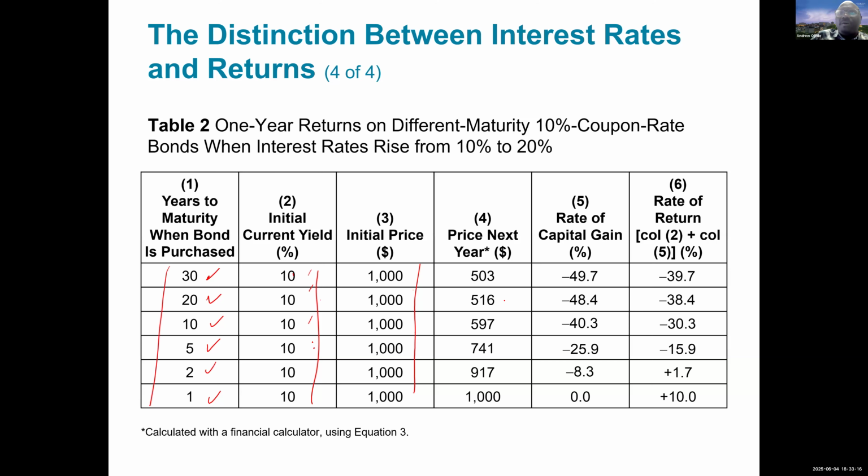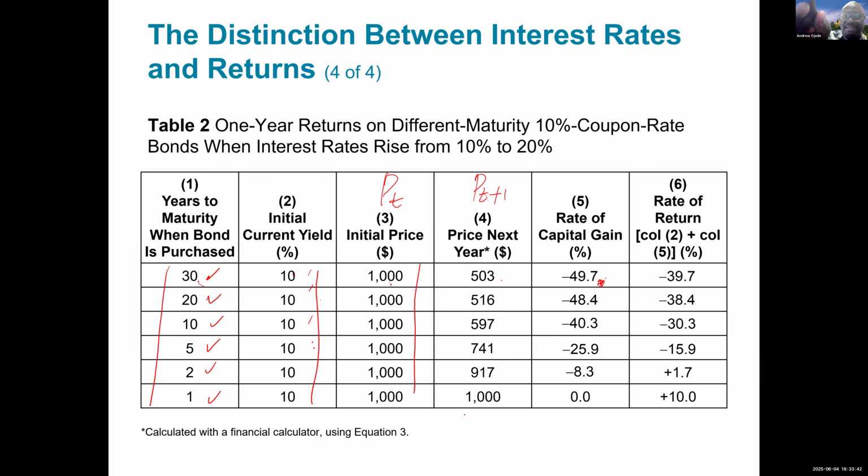So you see column 4, this is your price P(t+1), the price after 1 year. This is the price today when we all purchased those bonds. So you can see the investor who purchased a 30-year bond, the price of that bond is going to drop from $1,000 to $503. And the rate of capital gain is going to be negative 49.7%.